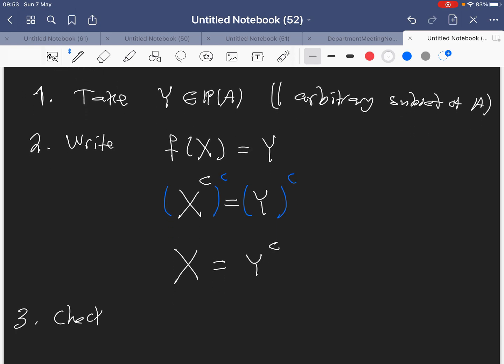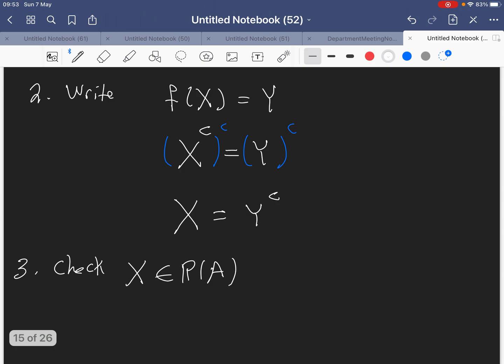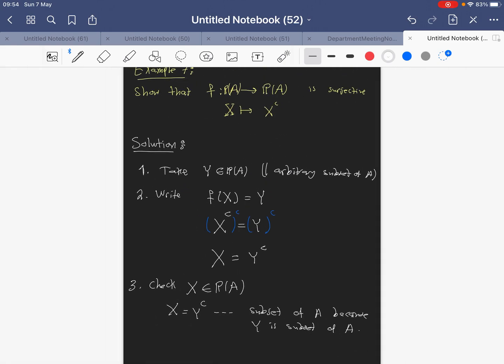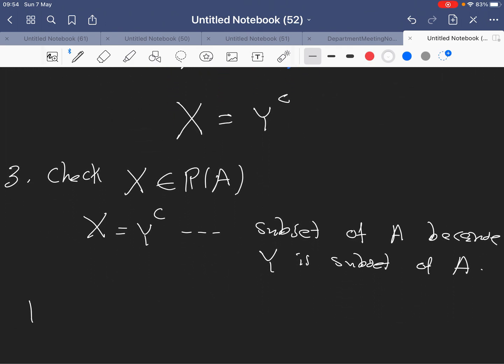Step number 3, check x is in the input. Now, what is x? x is y complement, which is, of course, a subset of A. Why? Because y is a subset of A. So remember, the complement is those elements which are not in A itself. And that would show that this function is surjective. Hence, the function is surjective.